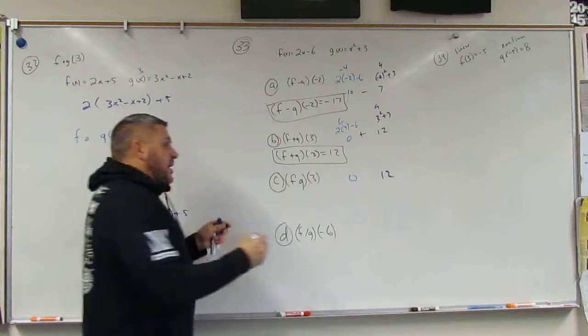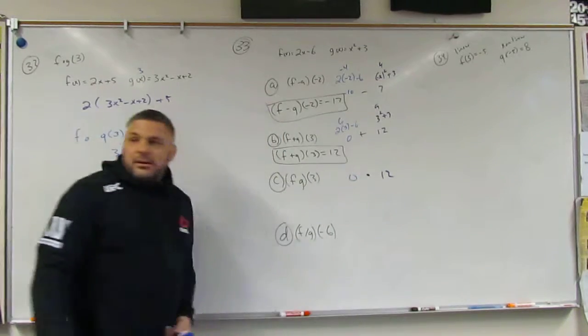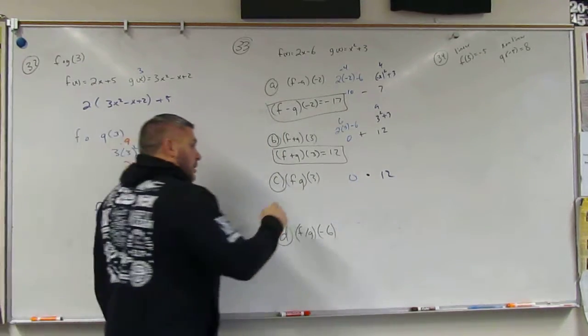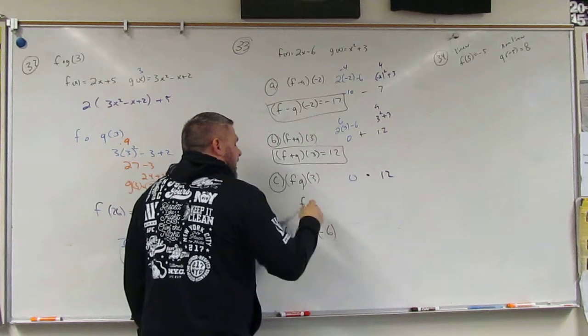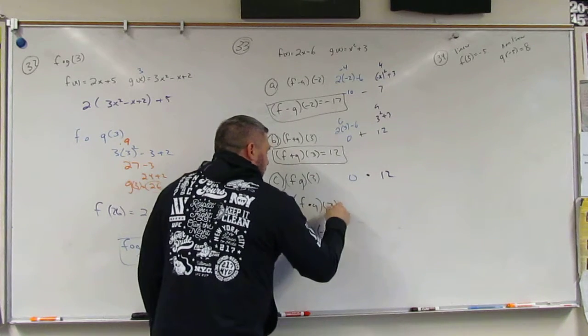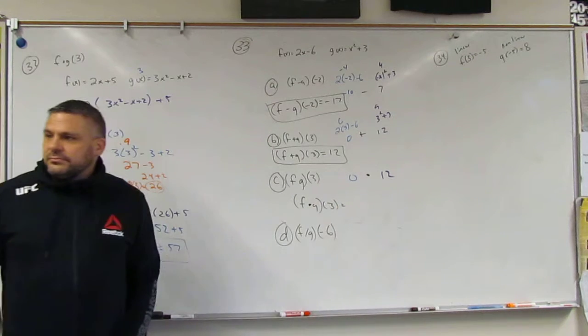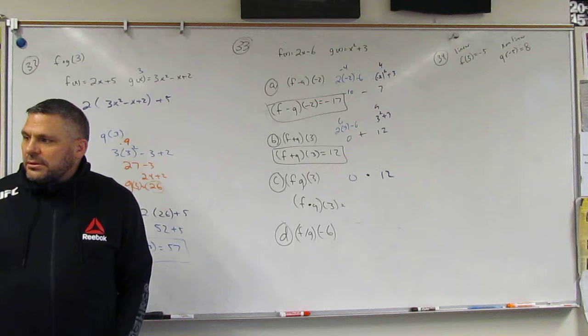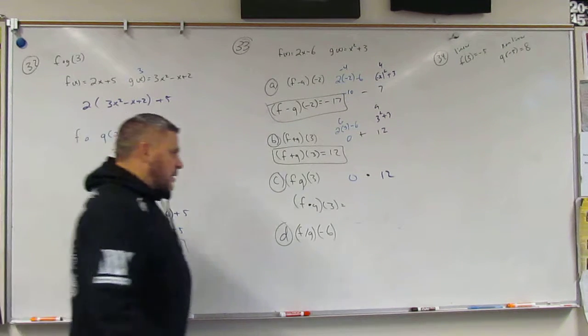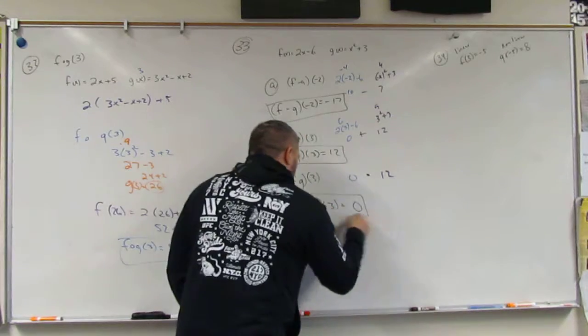Because in this case, we're multiplying. Oh, F times G, not F of G, times in this case. What's 0 times 12? Oh, right. 0. Yeah, that's it. Done.